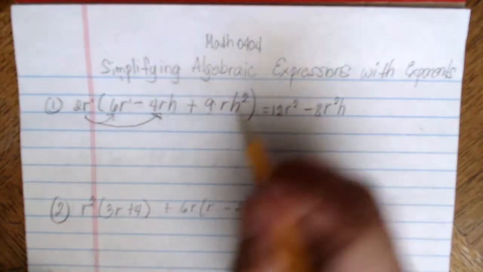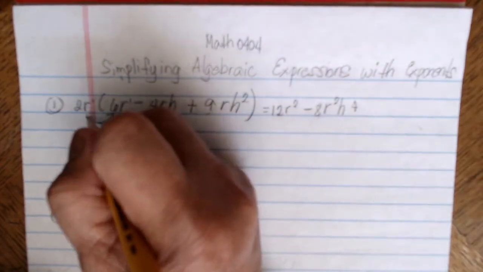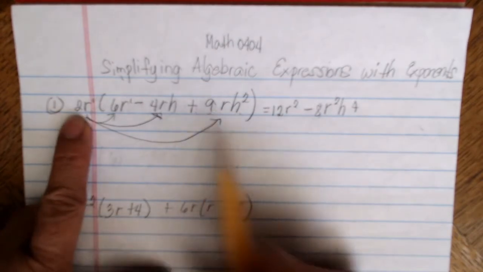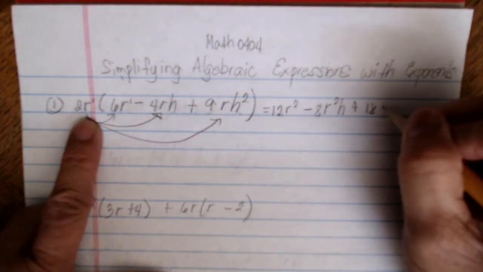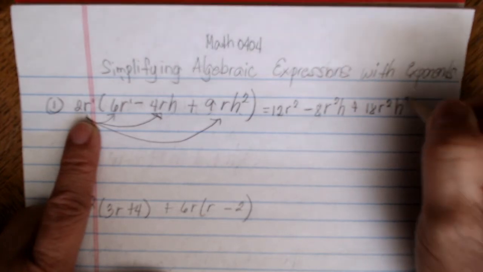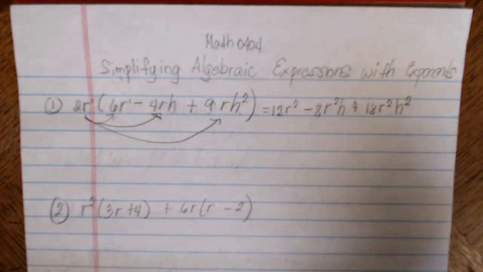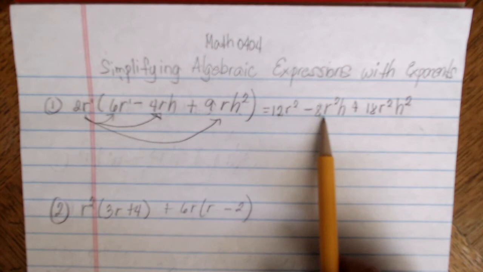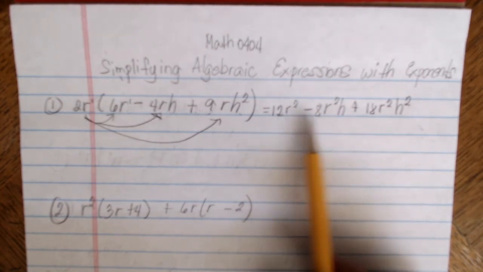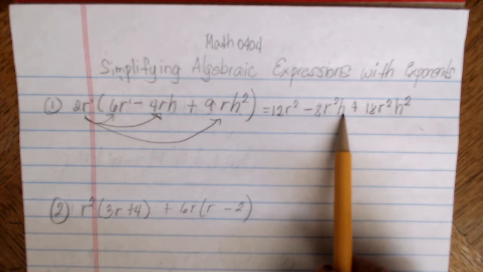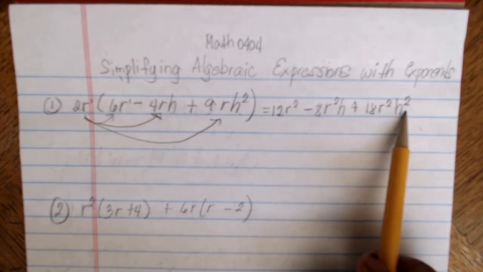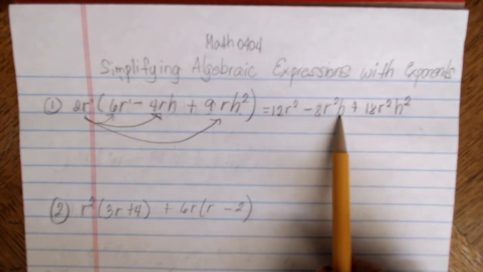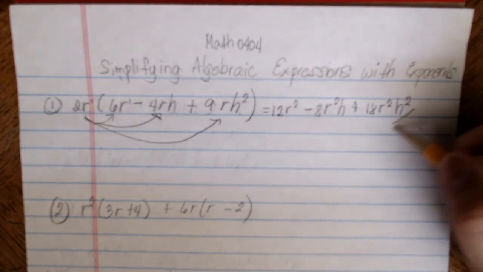And then plus 2r times 9rh squared. So 2 times 9 is 18. R times r is r squared. Copy over h squared. So this is now the answer. Now combine like terms. Is there anything here that I can combine? 12r squared. There's no other r squared here. So keep this. 8r squared h. Then 18r squared h squared. So this is not the same as this because the h here is not squared. Therefore, this is now simplified. That's your answer right there.